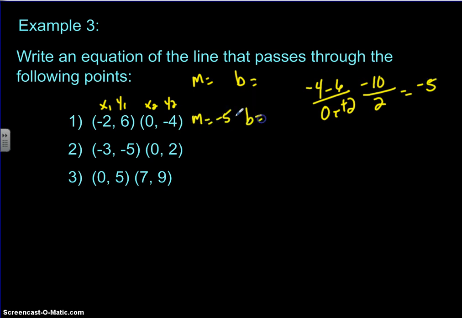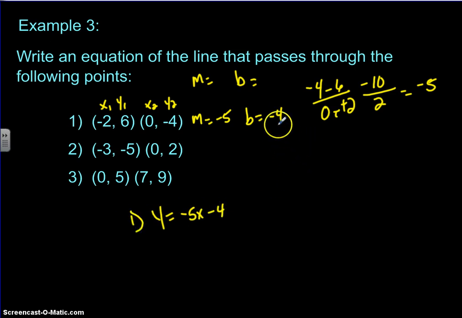What's the y-intercept? Well, it's given to us right here. Where x is 0, that's where the y-intercept is. So the y-intercept is -4. Can we write an equation now? You bet we can. Y equals -5x minus 4. Okay, it's number 1.